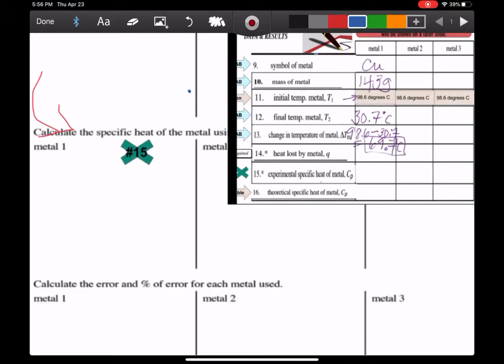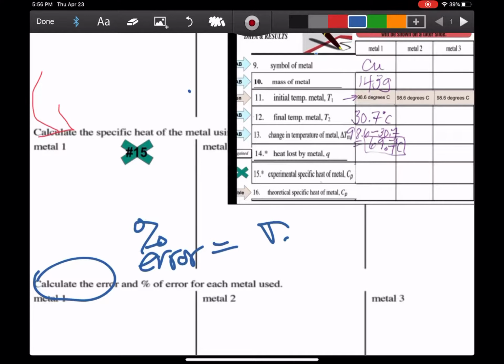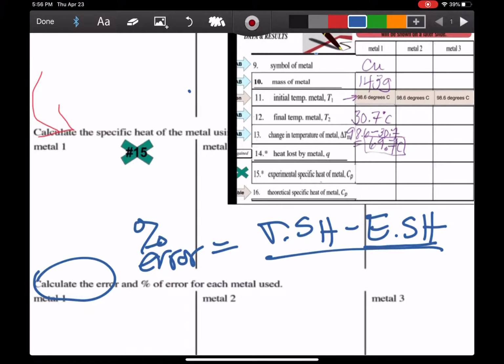This is how you calculate the last question, percent error. The formula for percent error is the theoretical specific heat minus the experimental specific heat, that's the one you calculated in the lab, divided by the theoretical specific heat times 100. If you calculate this, it's going to tell you how close you were to what you were supposed to get.